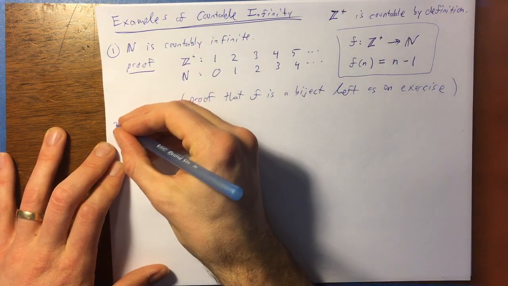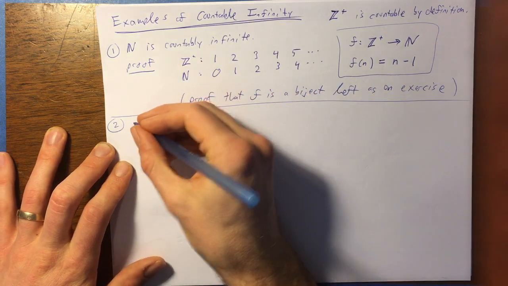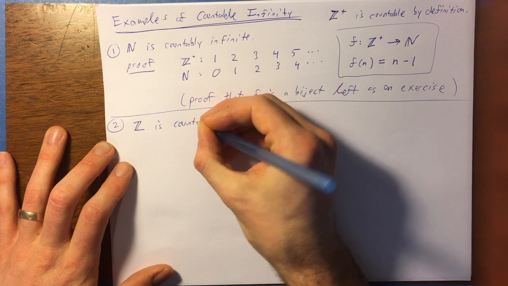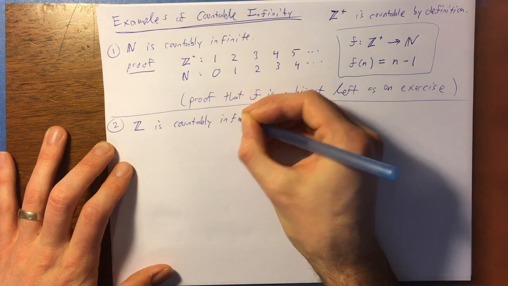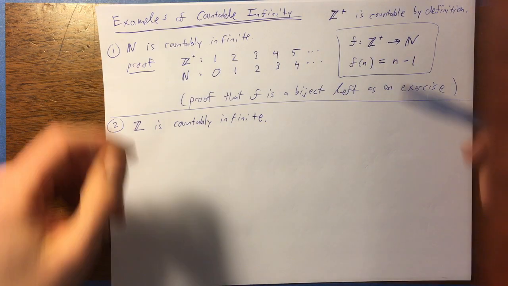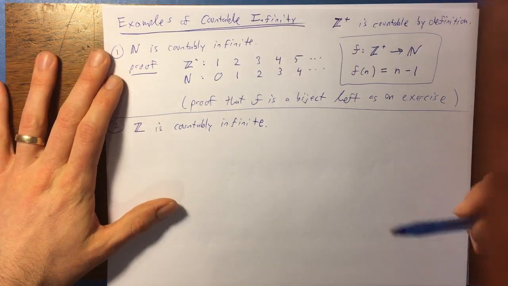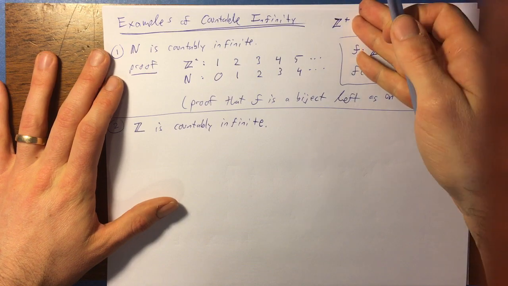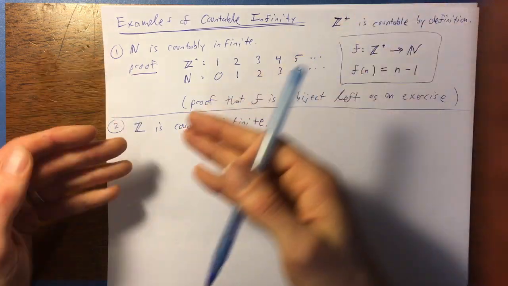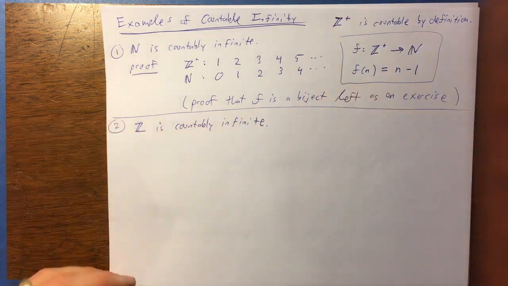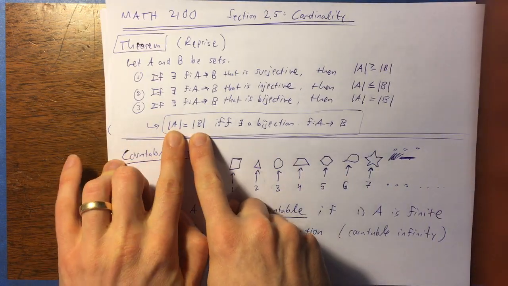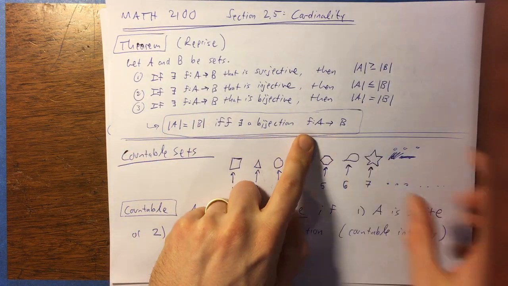The next example I want to go over is Z, the set of integers itself, all the integers. That is also countably infinite. What that means is that it's going to have the same cardinality as the natural numbers, because if we can form a one-to-one correspondence between the positive integers and the natural numbers, and also between the positive integers and the set of all integers, then they're the same cardinality. So going back here, just remember the definition: cardinalities are equal if and only if there exists a bijection between them.